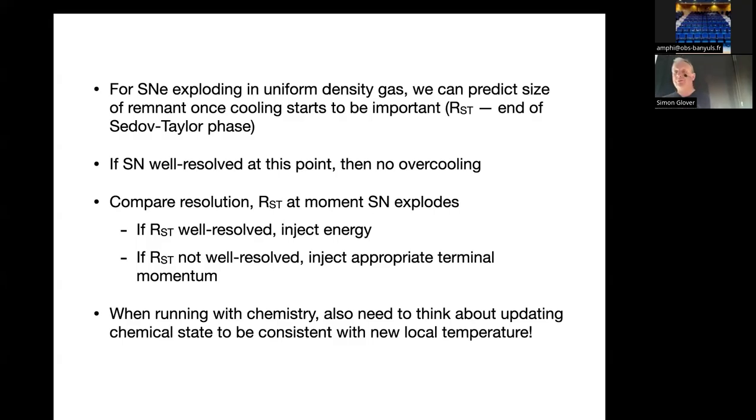When we're running with chemistry, we also need to think about updating the chemical state of this gas to be realistic. If you don't do this, then you get ridiculous things like molecular hydrogen at 10^6 Kelvin, because what has happened there is you've dumped in a supernova and you've written a snapshot immediately afterwards, before the chemical module has had a chance to say, oh, all of my H2 should have dissociated practically instantly. So normally these days people are aware of this, but it is something to be aware of.